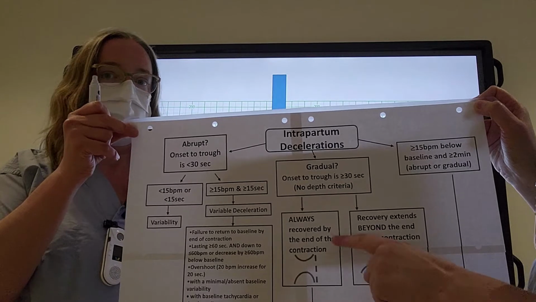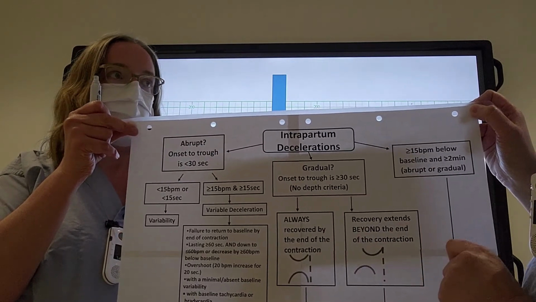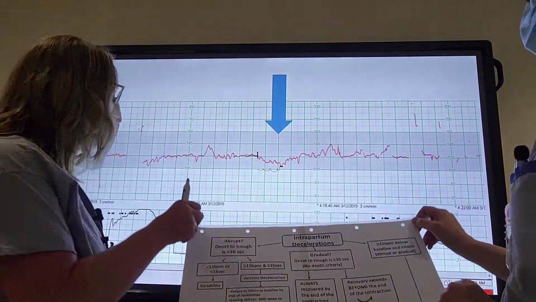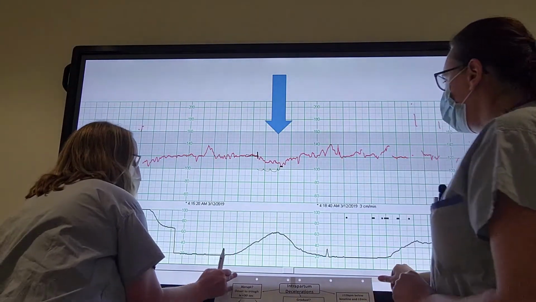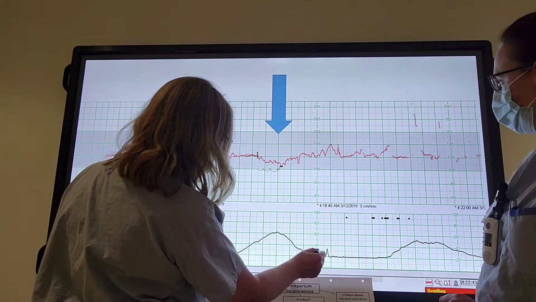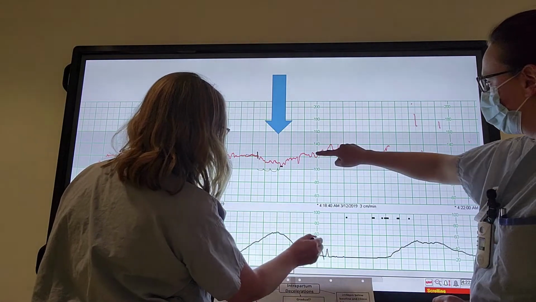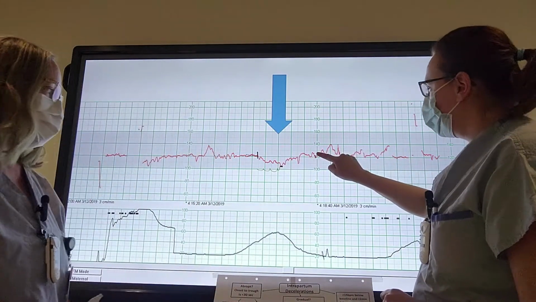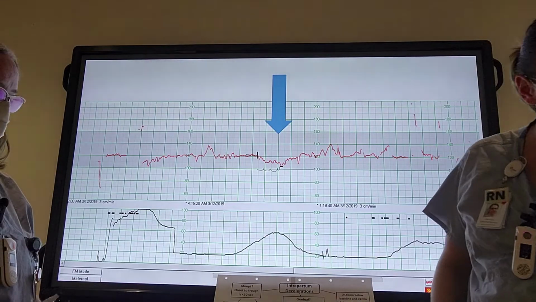The next thing I'm going to look at is the end of the contraction, to see if that decel is recovered or not. So show me where you think the end of the contraction is. Is it there? Here? Yeah, now look straight up. Has he finished his decel? Yes, he has. So that means that this decel is early.